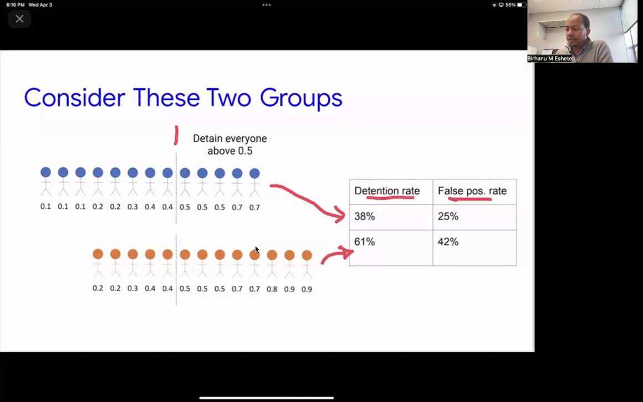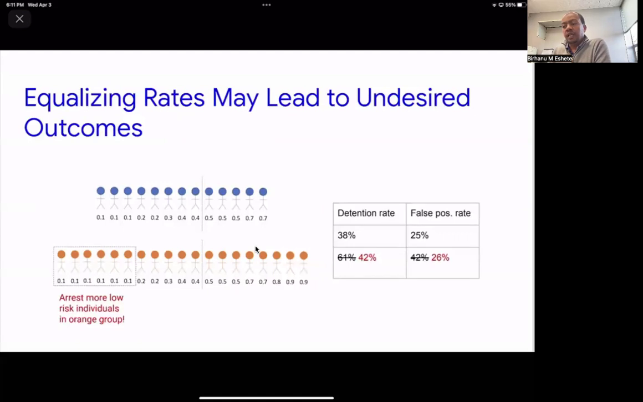So as we look at it here, 38% is the detention rate for the blue group and 25% is the false positive rate. And for the orange group, 61% detention rate and 42% false positive rate. And in the spirit of the calibration and equality of error rates that we discussed, the three fairness criteria that we have discussed, things are not working out, because when you compare the two groups, the detention rate is 38 versus 61. They're not even close. The false positive rate, the same thing, 25% versus 42%. So we have to do some sort of calibration to narrow the gap between these two metrics that we're computing.